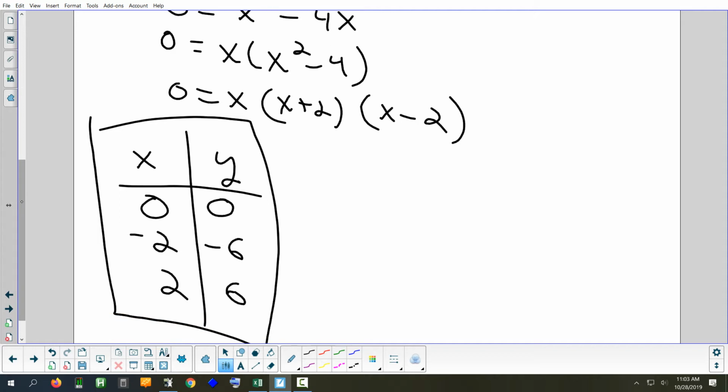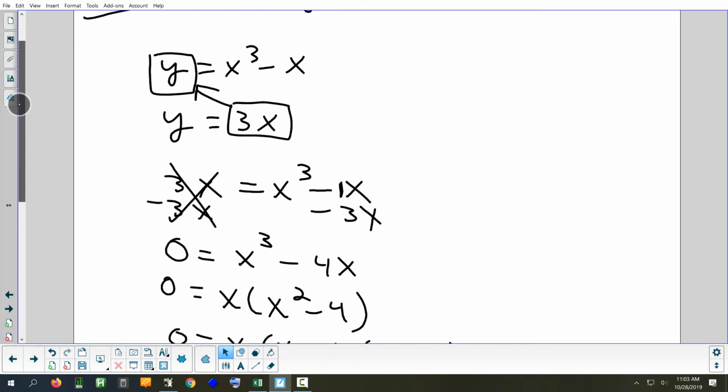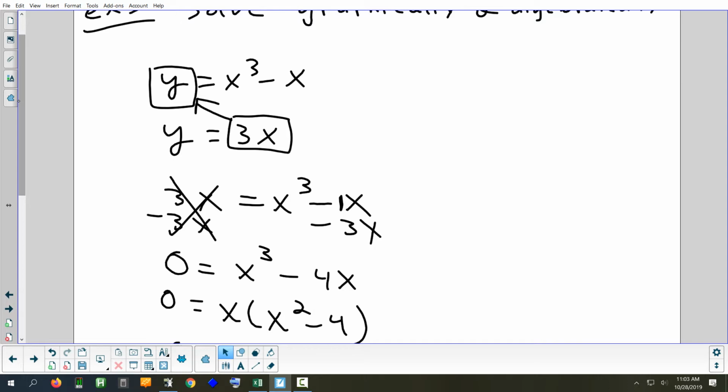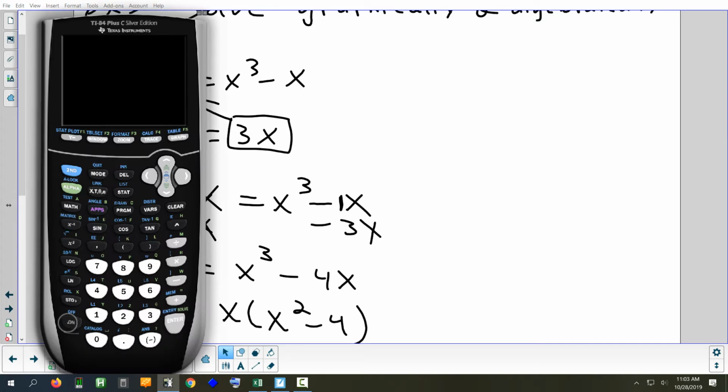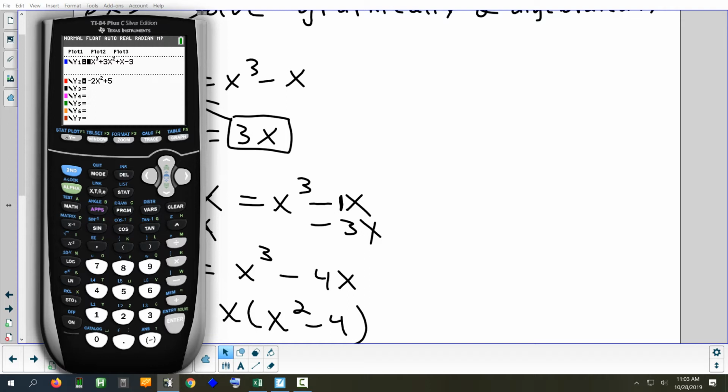Okay. So that's how we would solve it algebraically. Now graphically, I'll just show you what it would look like. So let's type in x cubed minus x and 3x. So we already know we're going to have a line, and something that curves, and it's got to cross it 3 times because we got 3 answers. So 1, 2, 3.